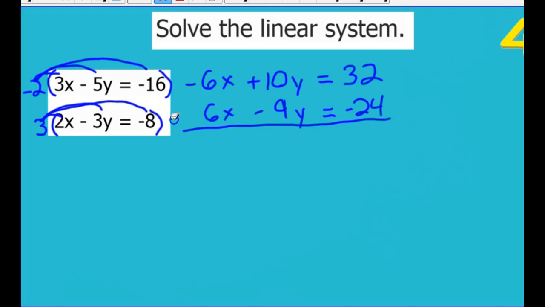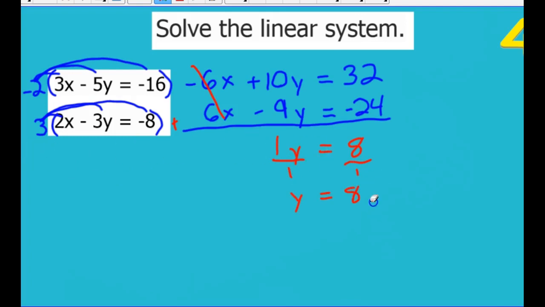So now we have some opposites. We have -6x and positive 6x, so we can cancel those out. 10y plus -9y gives us 1y, equals 32 plus -24. 32 minus 24 gives us a positive 8. We can divide by 1, but we don't even need to, because we know that y equals 8.